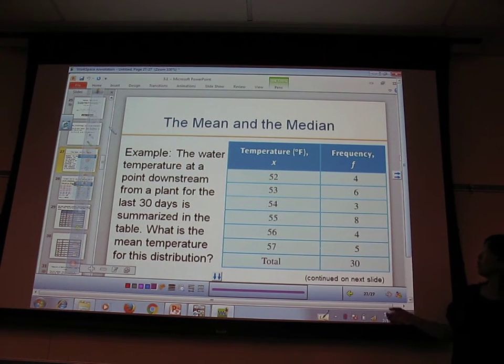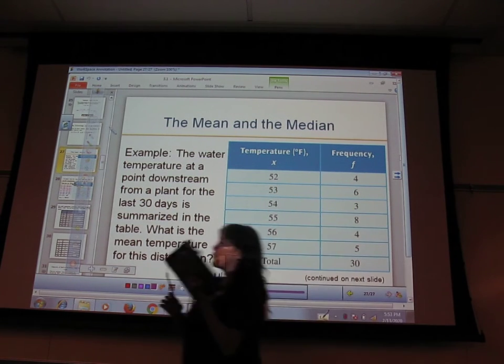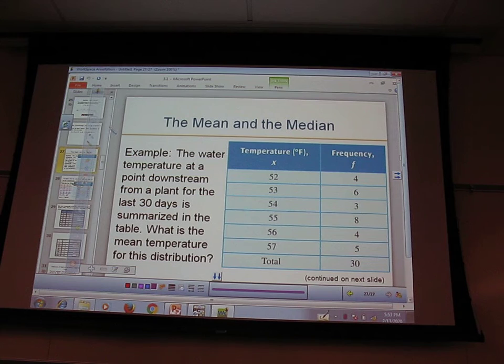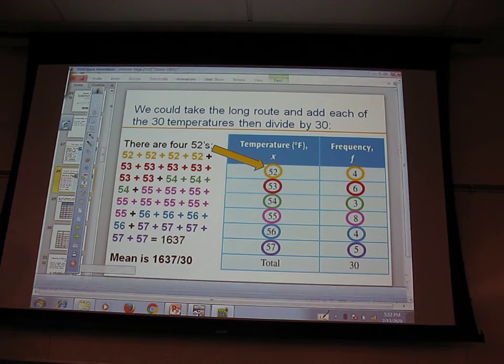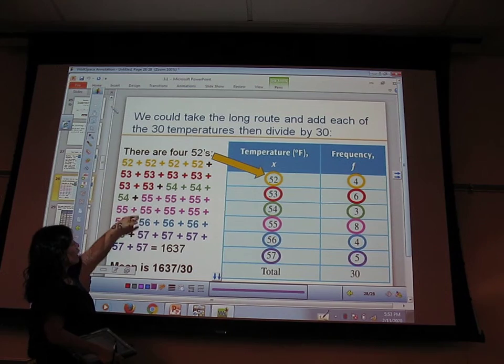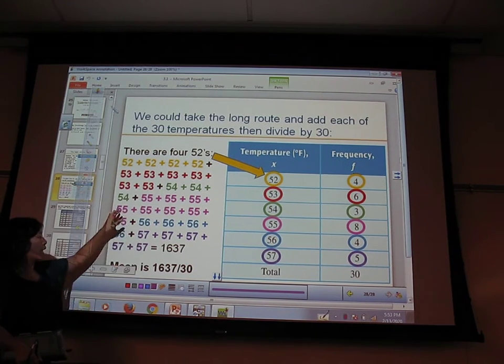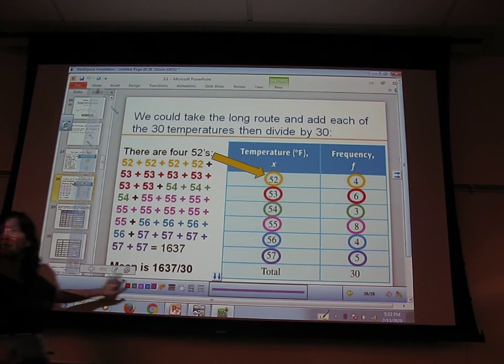Now if I'm going to average them, I have 4 52s and 6 53s, right? So the typical way of doing this would be like that: 4 52s, add those up. 6 53s, add those up. 3 54s, 8 55s, and so forth. Good? Add them all up and divide by how many there are. How many are there? 30 of them. Good? Everybody on board with that part?